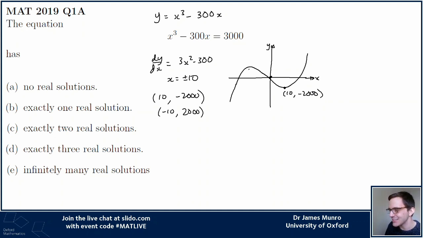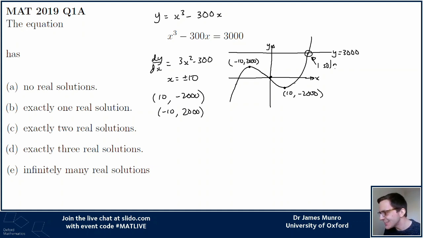That's plus 2,000. Okay, and as promised, I'm going to sketch y equals 3,000 as well and look for points of intersection. So 3,000 is bigger than 2,000, so y equals 3,000 is going to be somewhere over here above this turning point. And from my sketch, I can see there's going to be one solution over here. I'm not going to pick up a couple of solutions from over here, just one solution over here somewhere. I don't know what number that is, somewhere between 10 and infinity, I think.